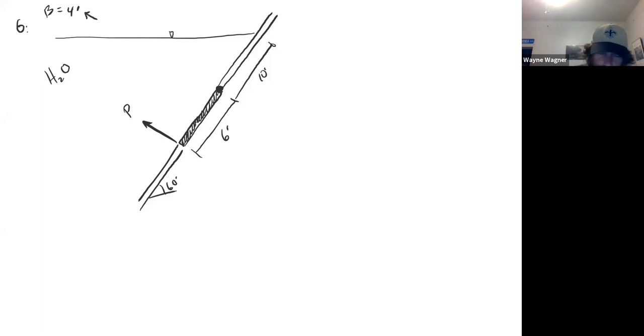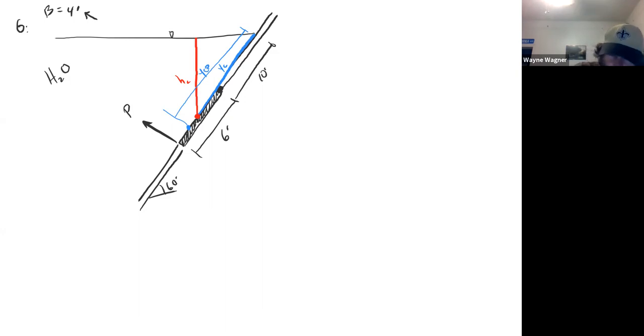All right, let's go ahead and label some things here. Okay, this is a rectangular gate. So this is going to be the H to the centroid. This right here, that's going to be the Y to the centroid. And then similarly, there's going to be a point right here somewhere, and that's going to be Y to the center of pressure. And that's really the thing that we need. The reason we need that is because that's where the force is going to act.